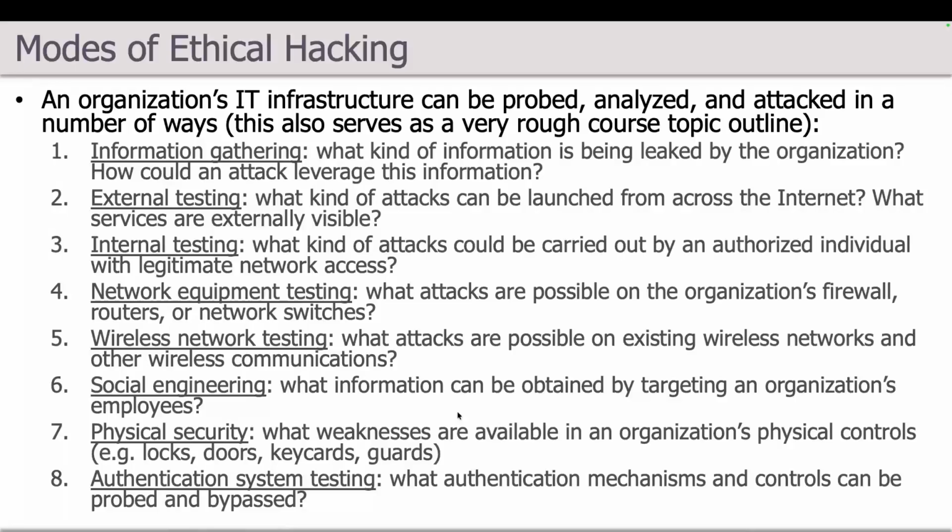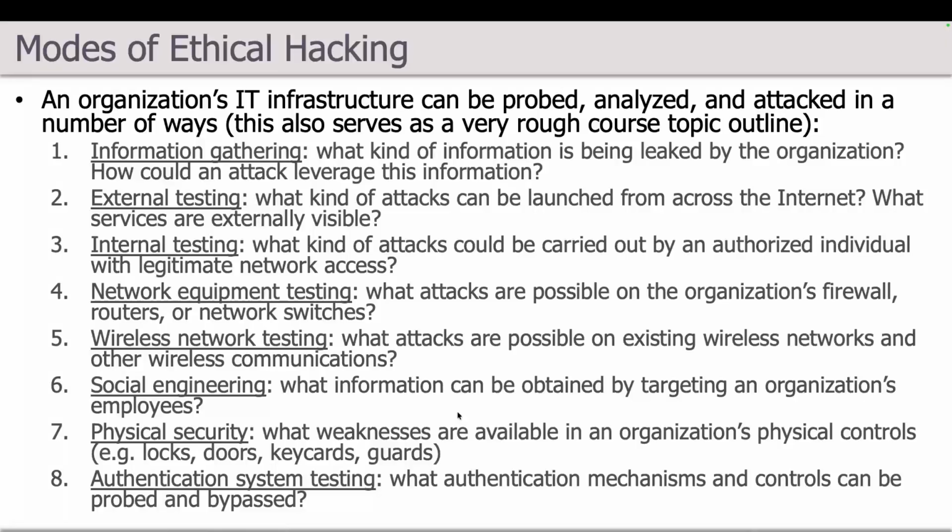This could also be thought of as a very rough course topic outline, but we'll get to a more legitimate course topic outline. We almost always start with some sort of information gathering phase, which doesn't feel as technical as some of the other topics, but it can become quite technical, which is understanding what kind of information that organization is already leaking or providing to the public writ large, whether intentionally or unintentionally. That's information gathering. What can we learn about an organization that either they're okay with us knowing or did not realize that they were actually sharing with us as the public?